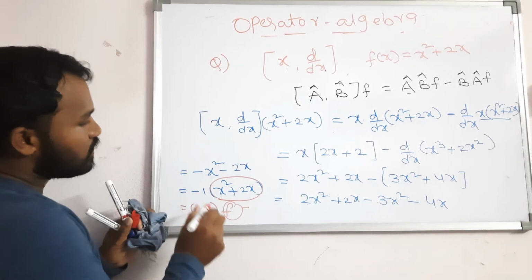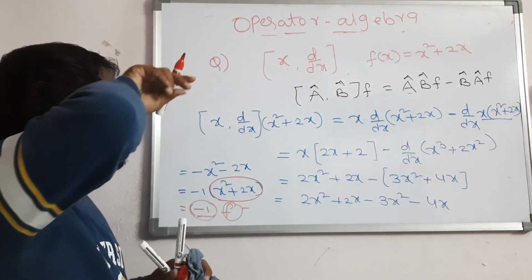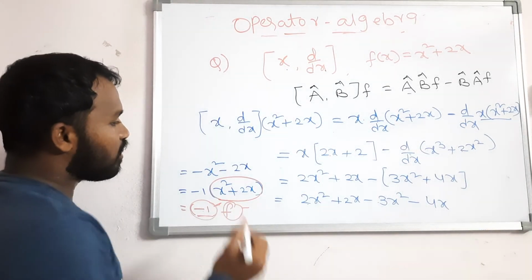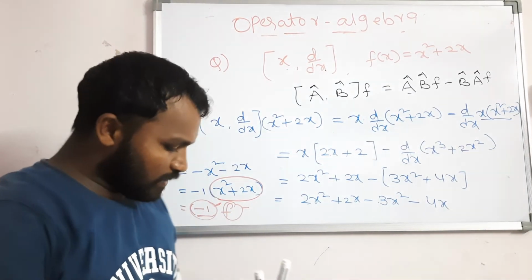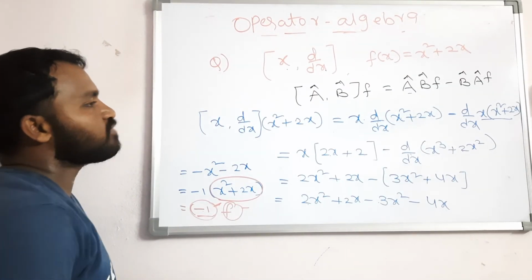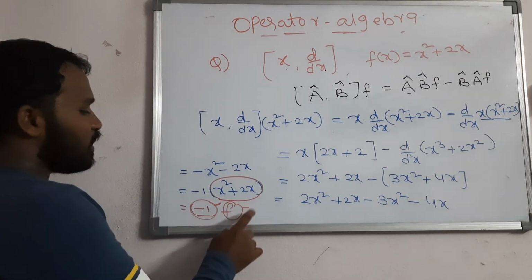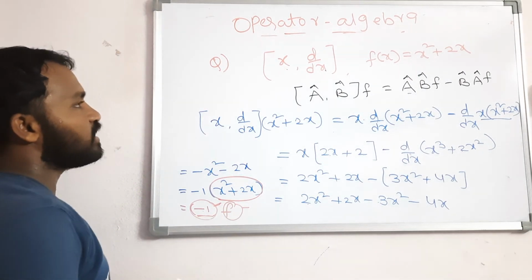So this is the value we got. Hence the commutator value is minus 1. What is a commutator? If they commute with each other, the answer is 0. So what we got is that the commutator value is minus 1. So for the question [x, d/dx] on f = x² + 2x, the commutator is minus 1.